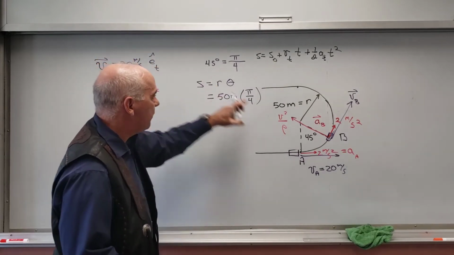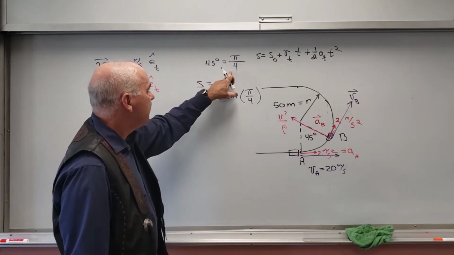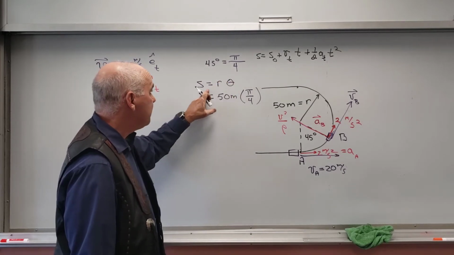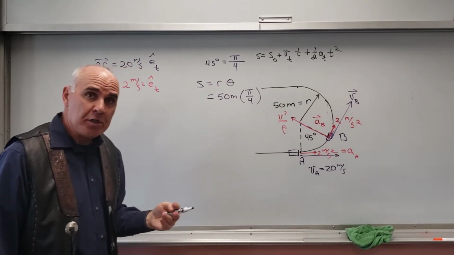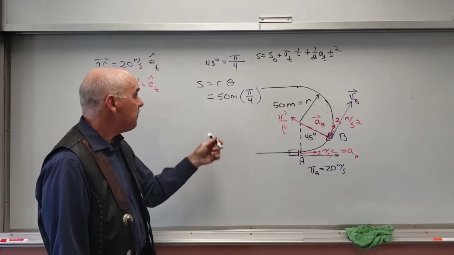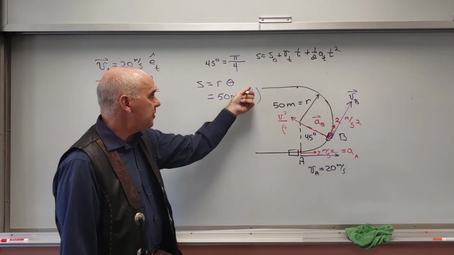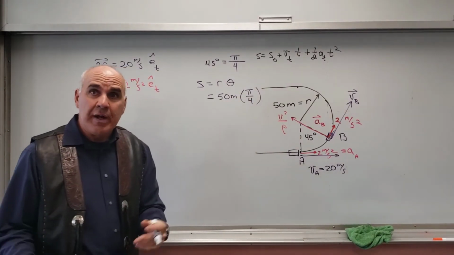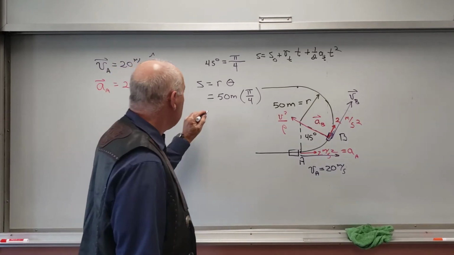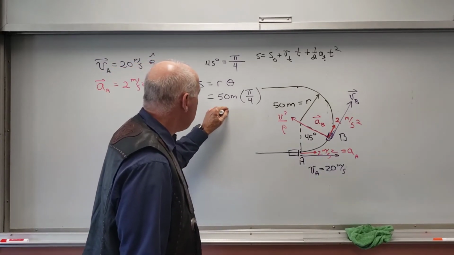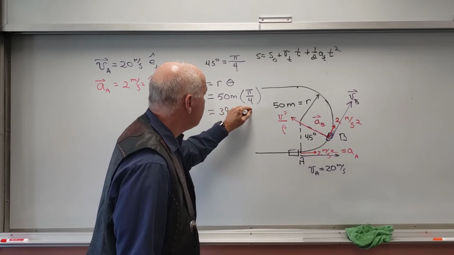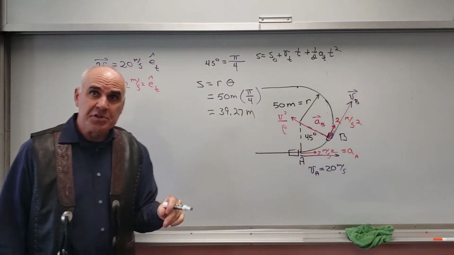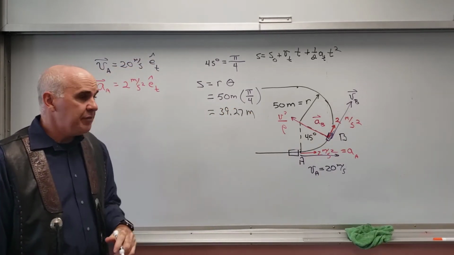What's s? Well, I have a 45-degree angle. That's pi over 4, so s equals r theta along an arc length. You might remember that from geometry. r is 50 meters, theta is pi over 4 radians, right? And so if I work this out, I'm going to get 39.27 meters. s equals r theta, I get 39.27 meters.